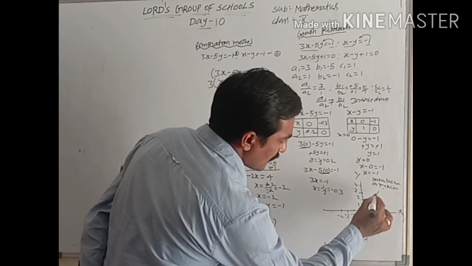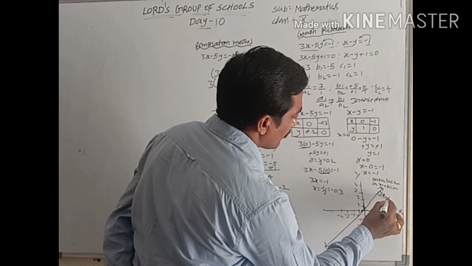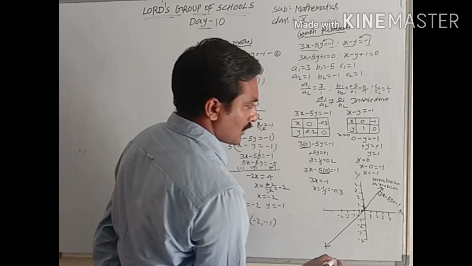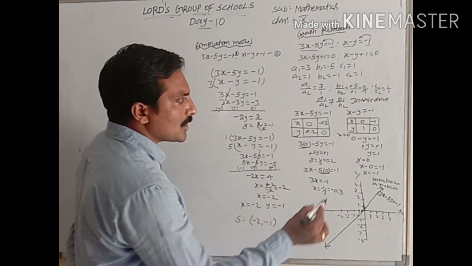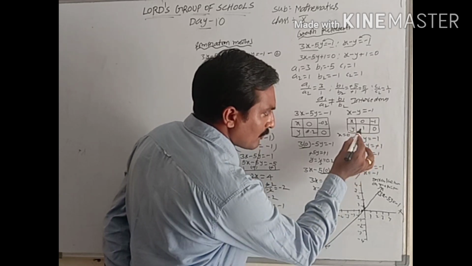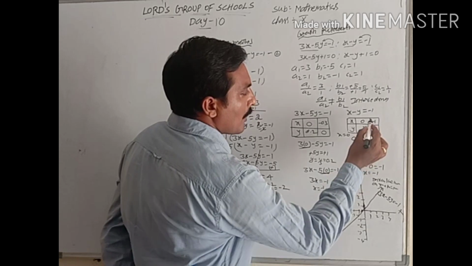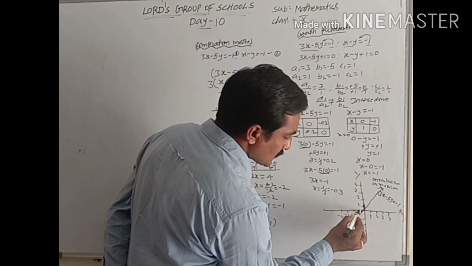You will get one straight line. This straight line represents the equation 3x minus 5y is equal to minus 1. Next comes the second equation: (0, 1). X value is absent, y value is present. That point is 1 on the y-axis. Then (minus 1, 0), minus 1 here.